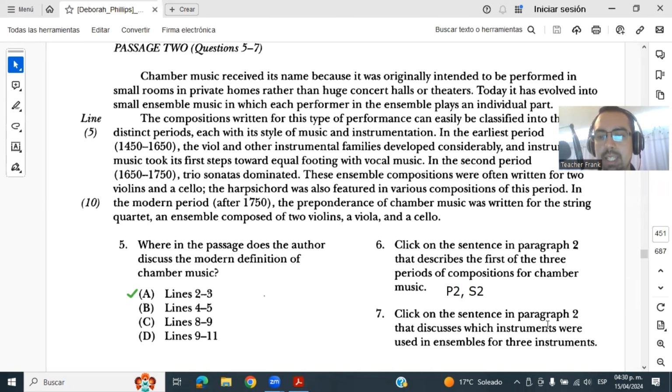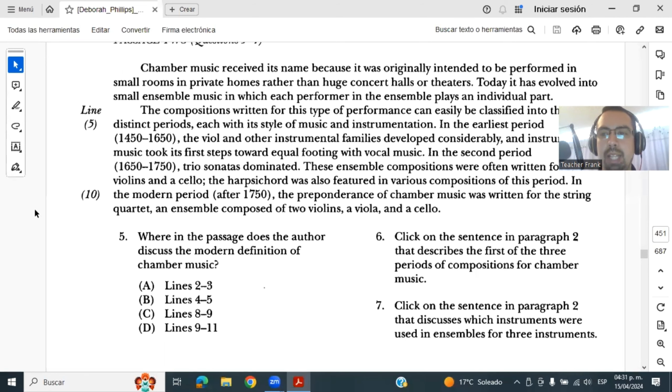And 7, click on the sentence in paragraph 2 that discusses which instruments were used in ensembles for 3 instruments. Number 7 is going to be in the second, paragraph 2, sentence 3. All right. So these are going to be where you can find that information in case you did 6 and 7. All right. And finally, let's head on over to passage 3.